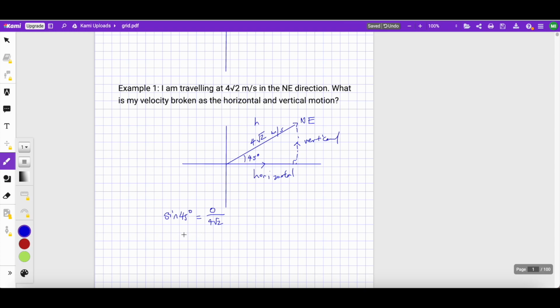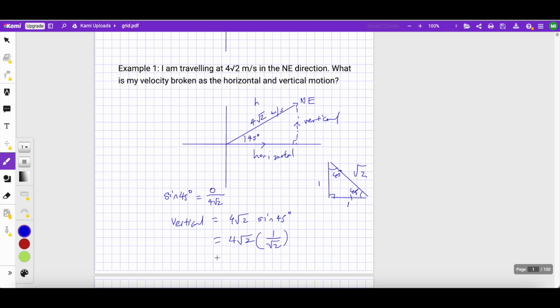Okay, so I know my vertical component will be equal to 4 root 2 sine of 45 degrees. So what is sine of 45 degrees? We can work it out using our special triangle. This is 45, this is 45 degrees, this is 1, 1, root 2. So SOH, sine 45 is 1 over root 2.